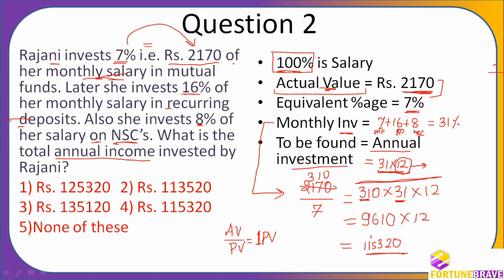115320. Once you know the shortcuts, you will be able to do the calculations very fast, which you have seen right now. So this is your answer, 115320. So did you understand what I did?